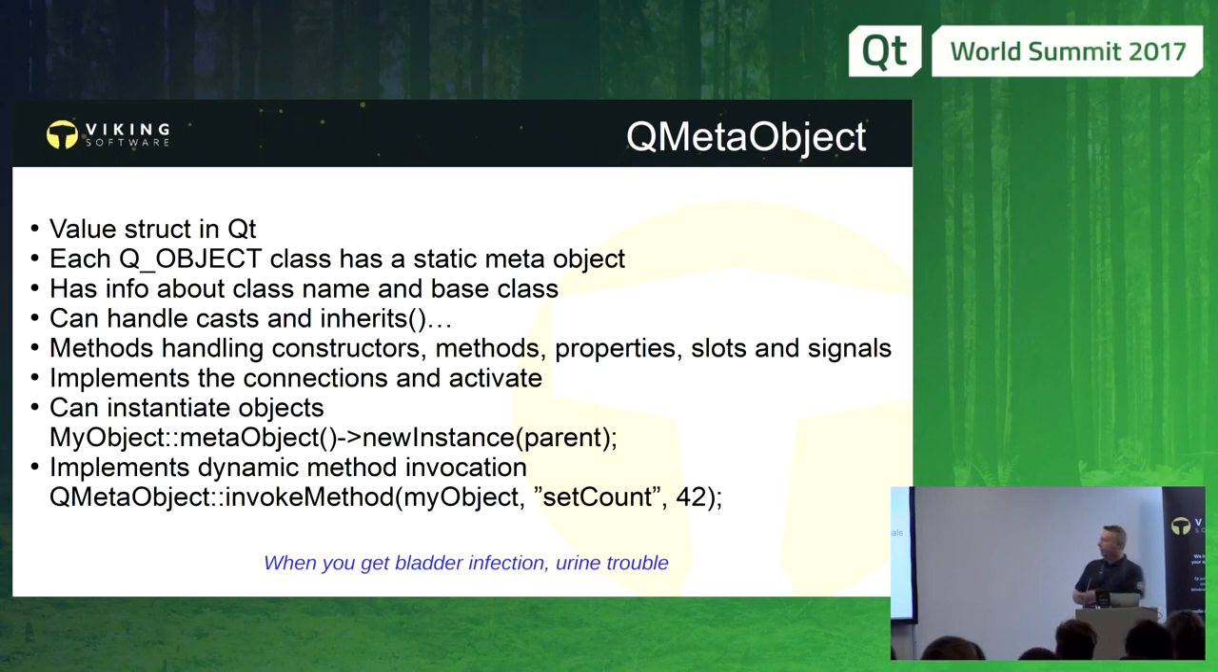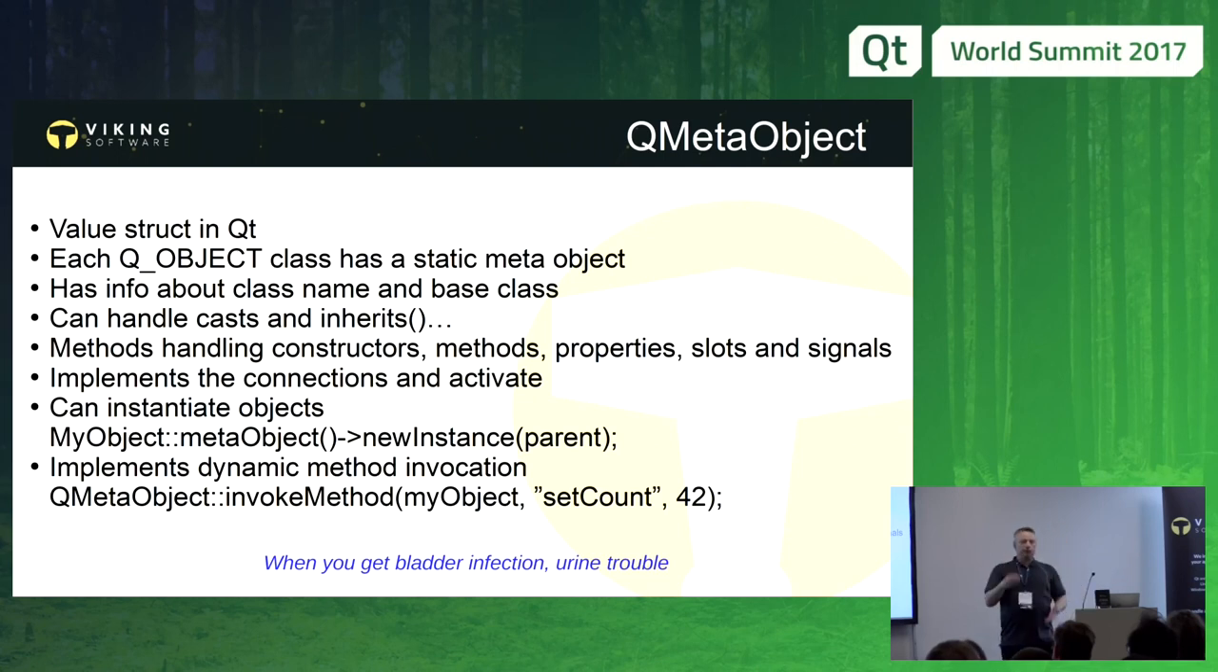So there are a couple of examples here. My object, meta, get the meta object, new instance, parent. This is how you can create an object. You don't have to call new button. You can say button class, give me your meta object, instantiate this one. So why write a factory method when we have one? Why use a factory method when you can just call new button?